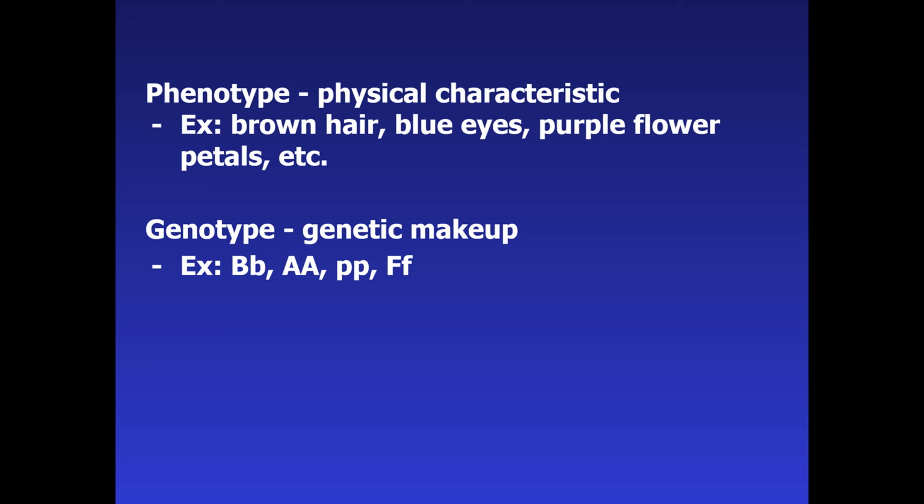Now, these two things are related because your genotype is like an internal genetic makeup, and that manifests in your phenotype. So let's say you have this right here, your capital B and lowercase b, and this is for brown hair. This would be your genotype, and your phenotype would be brown hair. So they do go together. They're just two sides to the same coin, if you will.